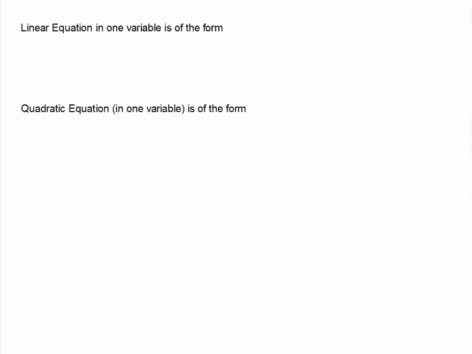In the last lecture, we dealt with linear equations in one variable and two variables. If you recall, a linear equation in one variable is of the form ax plus b equals 0, where x is the variable. If you notice, the power of x here is 1. Now a quadratic equation is of the form ax square plus bx plus c equals 0. Here note that the maximum power of x is 2, whereas in a linear equation it is 1.